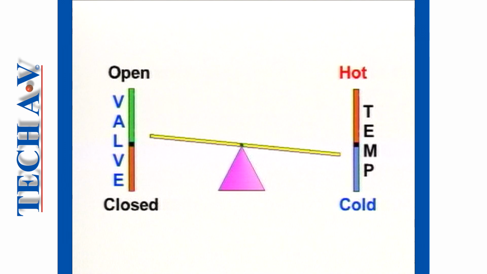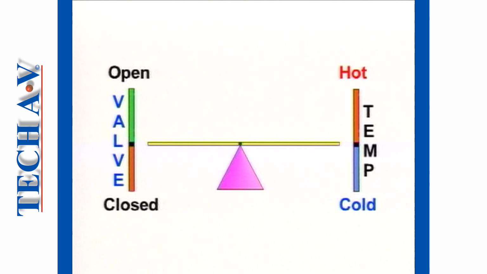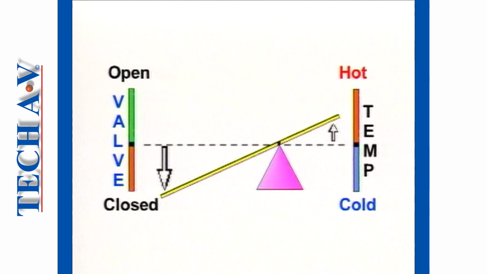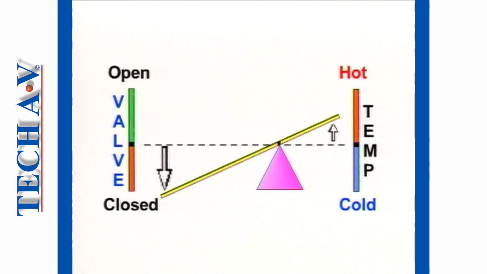In other words, the opening or closing of the valve is in proportion to the size of the change in our variable, that is, the temperature. Now, let's upset the balance by repositioning the pivot, for example, to the right. We now see how a small temperature change will result in a relatively large valve position movement. We call this situation high gain.